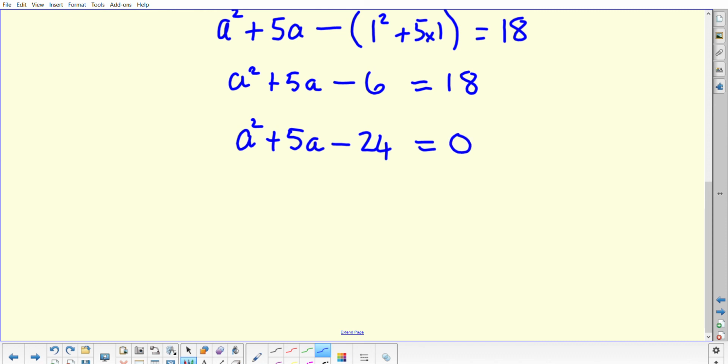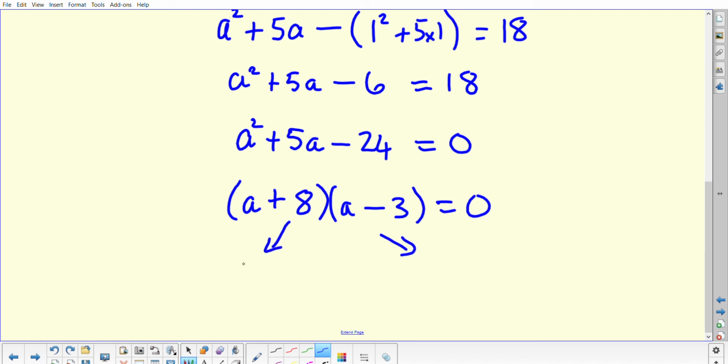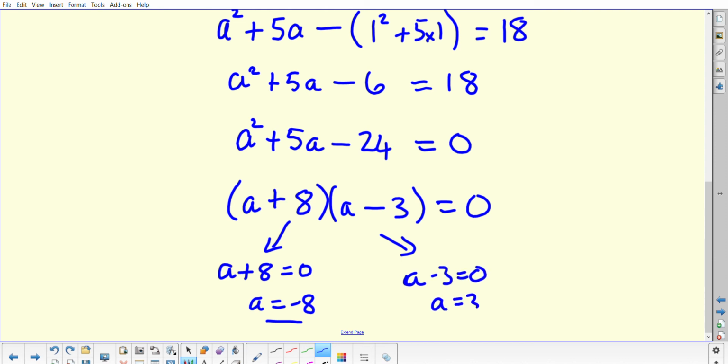And I'm then trying to solve this quadratic equation, and that's just straightforward factorising, looking for two numbers that multiply together to give me minus 24, and when I add them I get positive 5, so that would be plus 8 and minus 3. That then produces my two little mini equations, so I get a plus 8 equals 0, so a equals minus 8, and I get a minus 3 equals 0, so a equals 3.